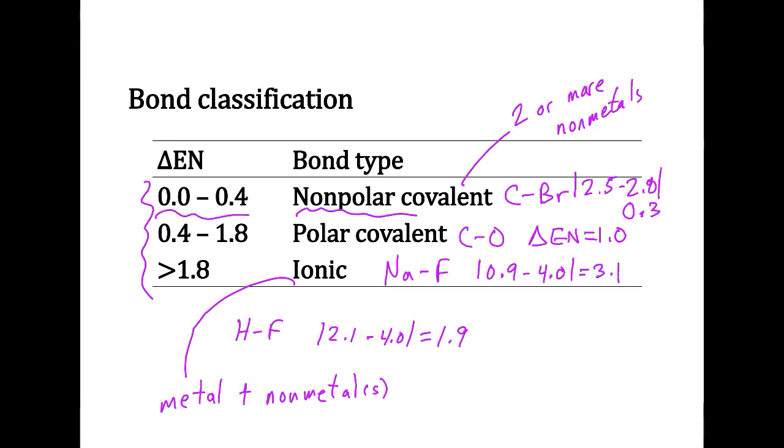So 0 to 0.4 is nonpolar covalent, 0.4 to 1.8 is polar covalent, and greater than 1.8 is ionic. And typically, we'll have enough information, if we have something that falls right on one of the transitions, like 1.8, to classify it as either polar covalent or ionic from our experience.